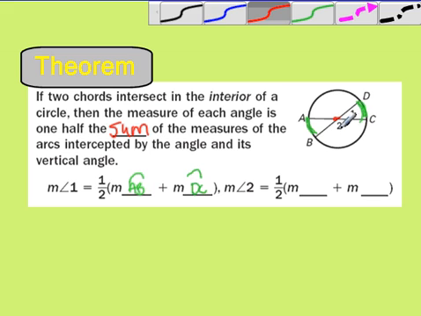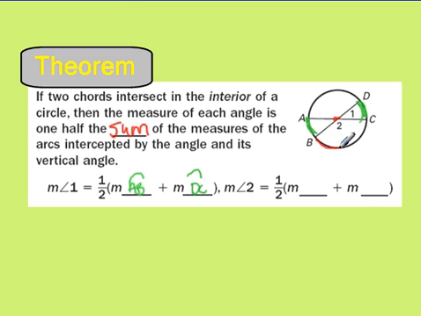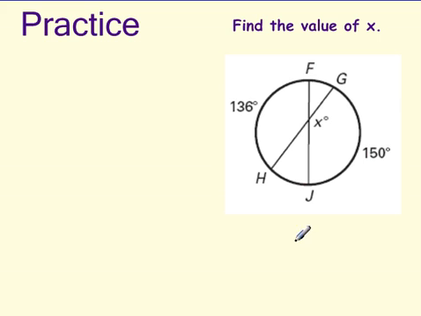Also, if I wanted to find out the measure for angle 2, its intercepted arc is BC, its vertical angle's intercepted arc is AD, so I will need to find the sum of BC and AD, and I could divide that by 2. Let's take a look at an example. So here we're asked to find out the measure of angle x. Well, angle x is formed by two chords intersecting in the interior of the circle, just like our last theorem.